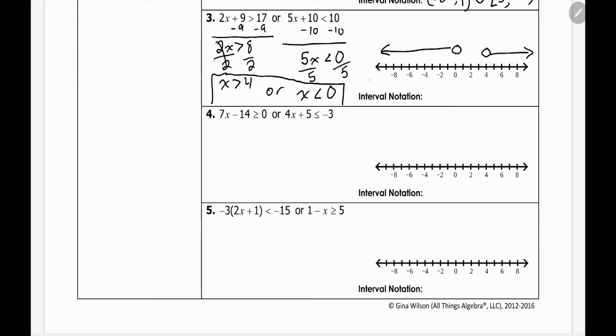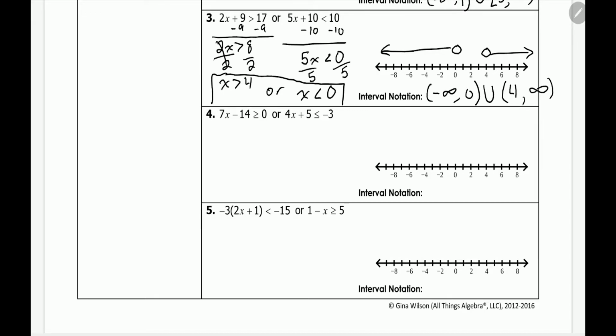Now, let's go ahead and write our interval notation. So we come from negative infinity, we go to 0. So we have parentheses, negative infinity, comma 0. Since this is an open circle, we're going to have parentheses. Then we have the union symbol. We jump over to 4, and it's an open circle, so we have parentheses, 4, and we go to infinity. All right, that's number 3.